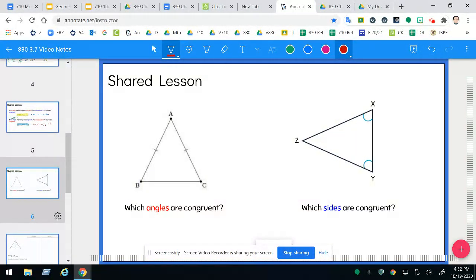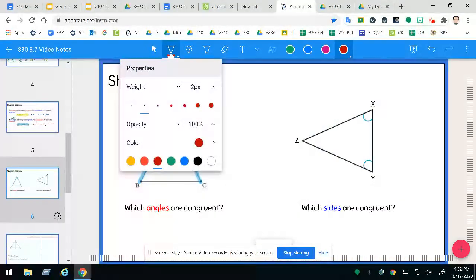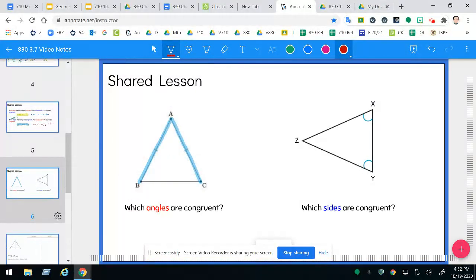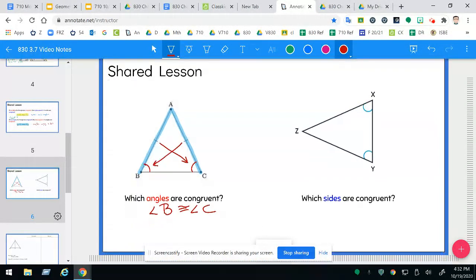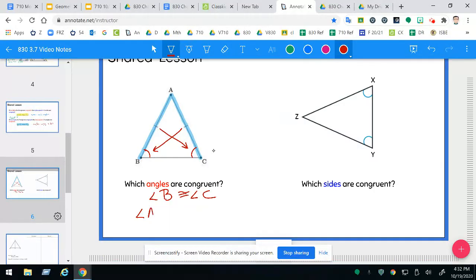Okay, looking at the triangle on the left side, I see my two congruent sides here, and I know based on my theorem that the opposite angles should be congruent. So that should lead me to angle B there, and that should lead me to angle C there. So angle B is congruent to angle C. We can also, of course, write that. I think it's a good habit to write out all three letters if you have them.